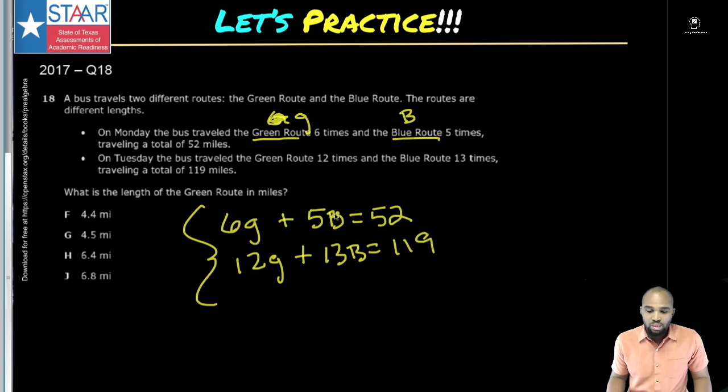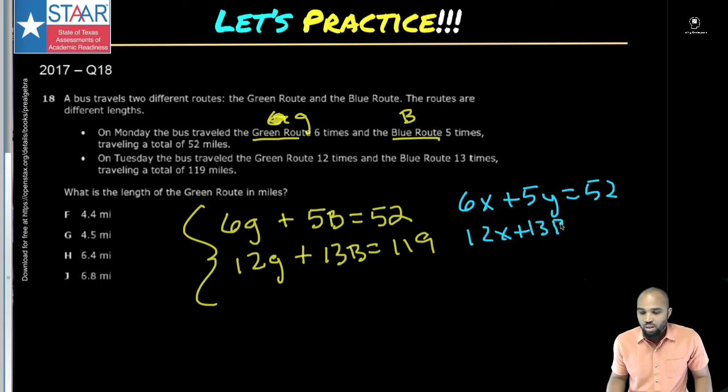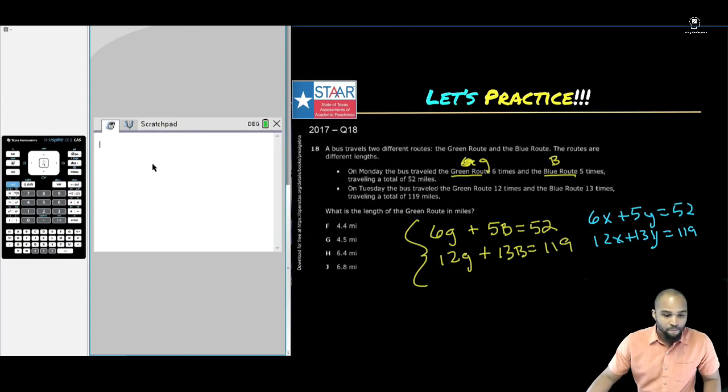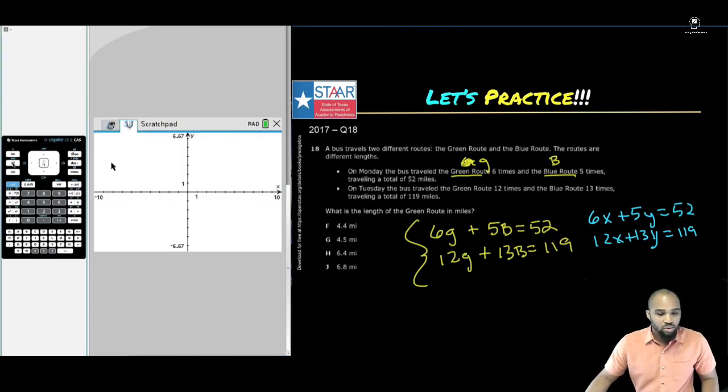I'm going to change these G and B into an X and Y, so I can put it in my calculator a little bit better. So I'm going to make this 6X plus 5Y equals 52, and 12X plus 13Y equals 119. So now when I put it in my calculator, it's a lot easier to do that.